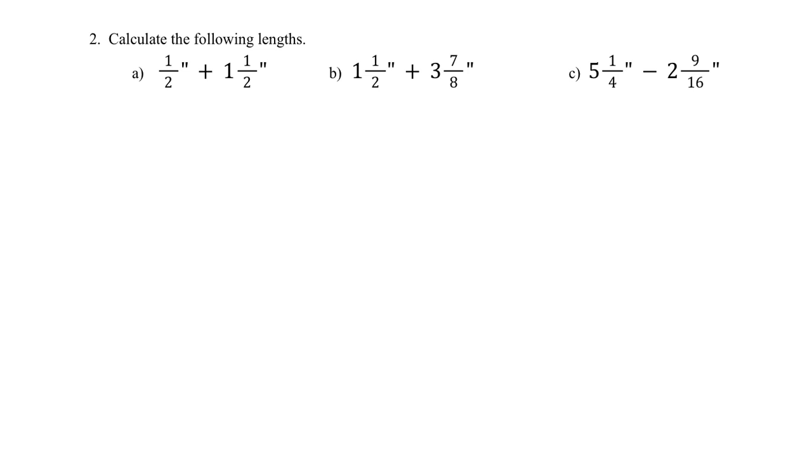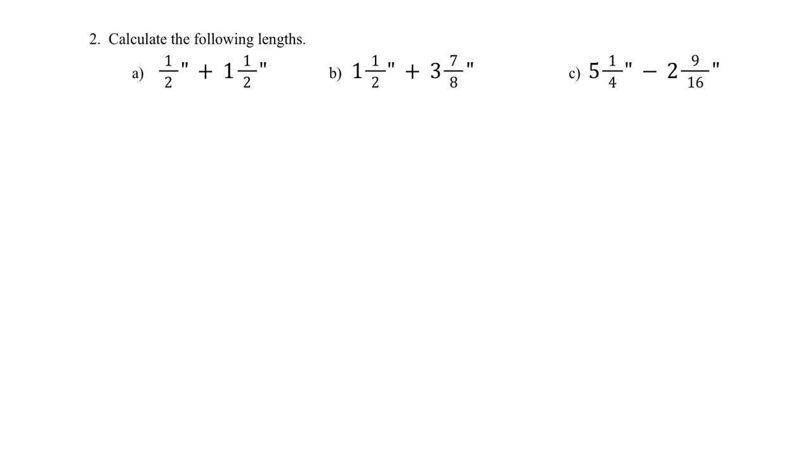So take a look at the next section here, problem 2. I've asked you to calculate the following lengths. And you'll notice if you just look at all 3 of these problems, we're getting back to mixed numbers. You notice that you've got your units labeled. We're talking about adding together some inches. This is the way you're going to see this sort of thing represented if we have to put together 2 lengths.